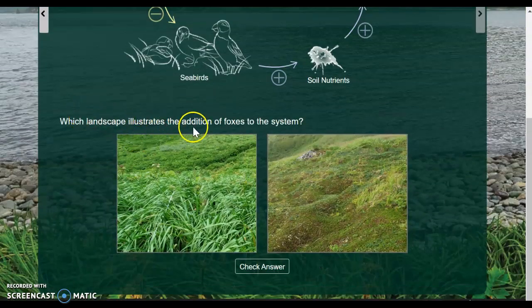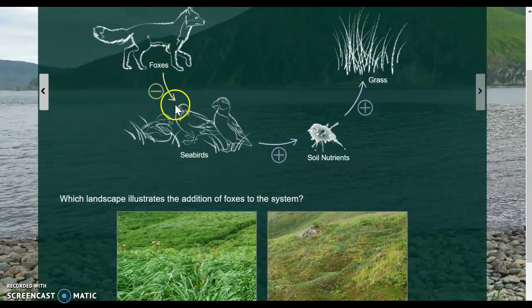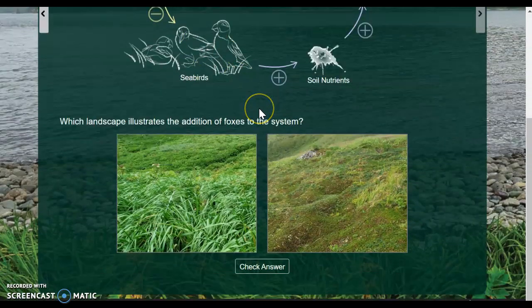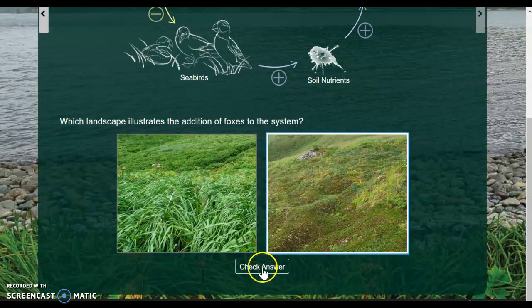So it says, which landscape illustrates the addition of foxes to a system? So we know if the foxes are there, they eat the seabirds, which would mean less nutrients and not as much for grass, since the birds have a positive effect. So if the foxes were there, let's see if the no grass is an option.